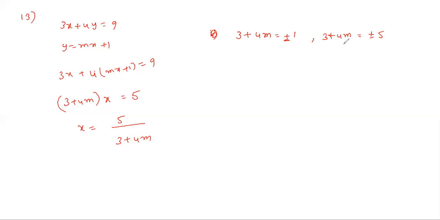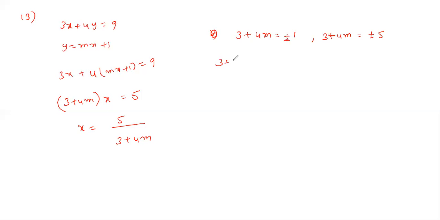Any other possibilities other than these four? Only these four. In these cases only is the x-coordinate an integer. Remaining cases you won't get it. And in these cases, m should also be an integer. See, what is the number of integral values of m? M also has to be an integer. So we have to check each case.